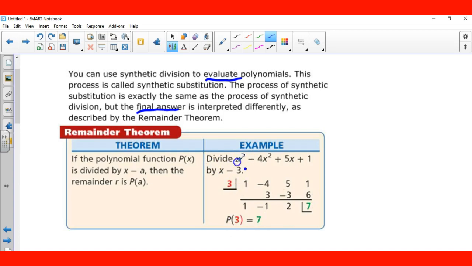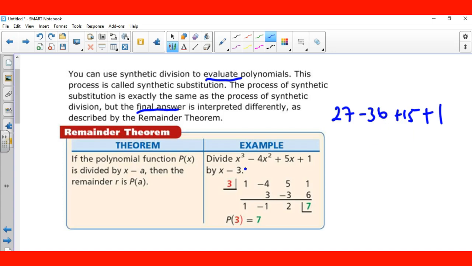And what happens if you plug 3 in right here? 3 cubed is 27. Then 3 squared is 9, and 9 times -4 is -36. Then 5 times 3 is 15, and plus 1. When you plug it into your equation, you should get 7. So let's see here. And when you do that, you get 7.